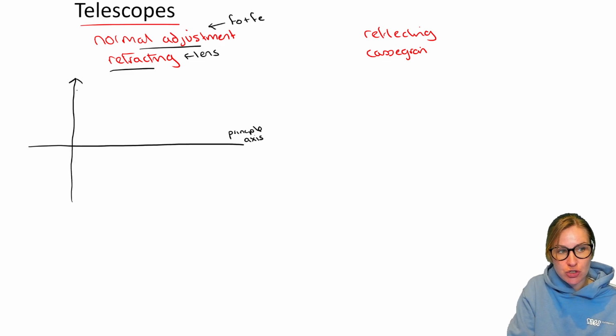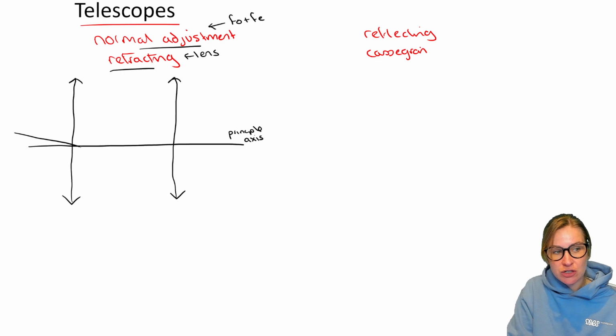So you're going to draw your two convex lenses. Remember, they're always going to be fatter in the middle. There's my two convex lenses. So again, two convex lenses, principal axis is through the middle. We're going to draw a ray of light that comes through the center of the lens, and you're going to keep it going until it hits the eyepiece lens.